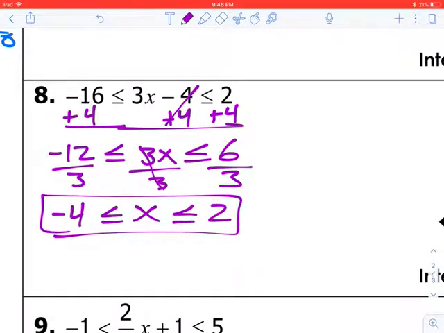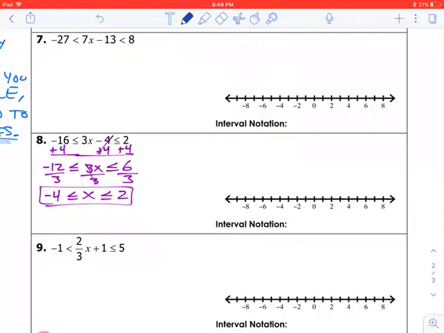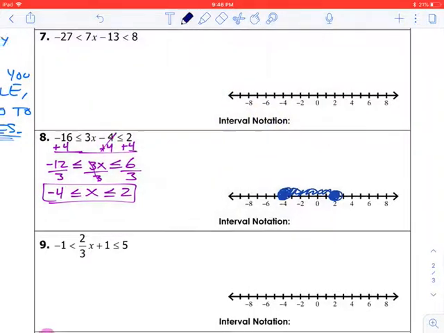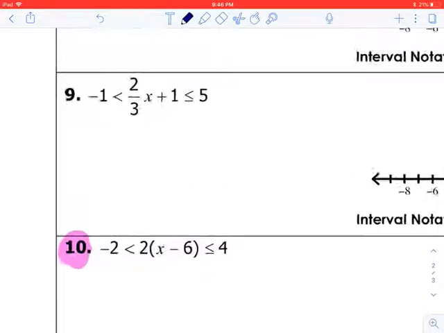Now I've got x between -4 and 2. So -4 is a closed circle since it's underlined. 2 is also underlined, so also closed. And then shade between. All right. So we'll do one more and then I'll leave you with one.